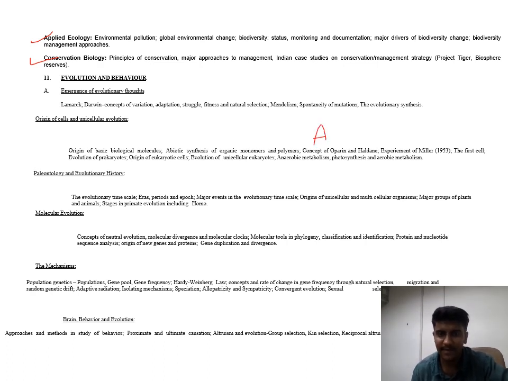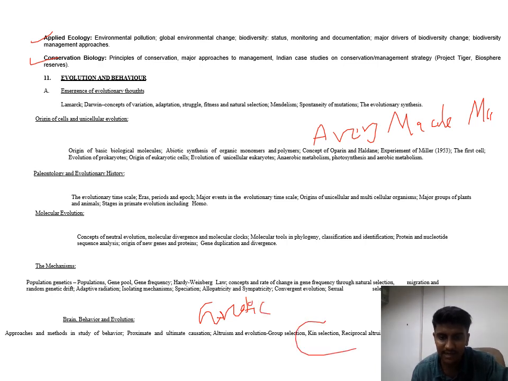Then Avery, MacLeod, McCarty experiment, right? That is also important. So these named scientists' experiments you should not leave out: gene pool, genetic shift, genetic drift, the difference between genetic shift and genetic drift, kin selection, very important. These are hot topics. A lot of questions pop up from these particular parts.